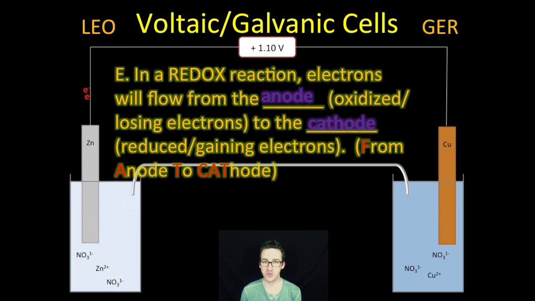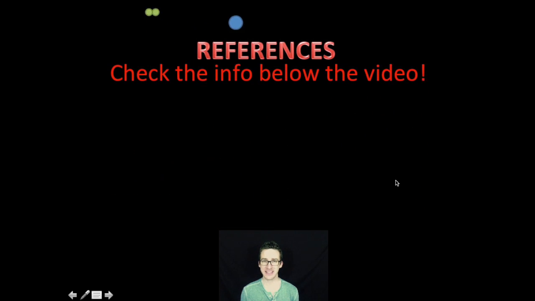And then lastly, just remember that in a redox reaction, electrons will flow from the anode to the cathode. So fat cat again, from anode to cathode. Fat cat. Okay, and that's it for this video.